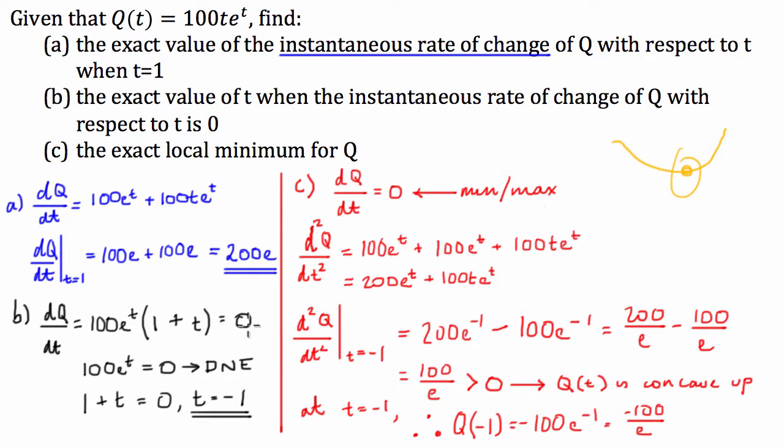Now I'm running out of space here, so let me just clear off this little bit of working out. So we'll just write our final answer on this, and we can then write, therefore, local min at t equals -1, Q equals -100 over e. And that's our final answer.